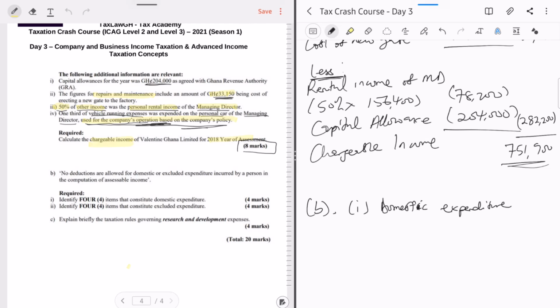Then retirement contributions, unless they are included in calculating income of an employee. Then dividends of a company are also excluded. And then what? Depreciation of a fixed asset will also be excluded expenditure. If you can list any four of these, you get 8 marks. That's a lot of marks, right? So please make sure you get this list.